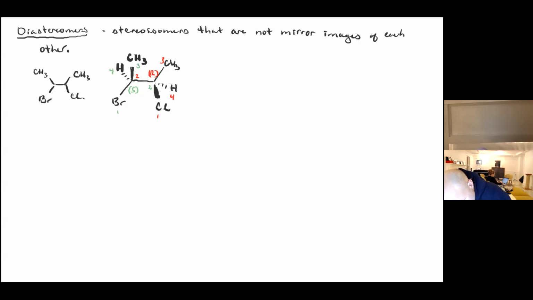I'll redraw the center on the left because that's not changing. Okay, and then I can invert the center on the right. The easiest way to do this is just to exchange two substituents. So I'll leave the methyl group where it is, and I'll swap the hydrogen and the chlorine. So now hydrogen's coming forward, chlorine's going back. And so the configuration on the left hasn't changed. This is still S.